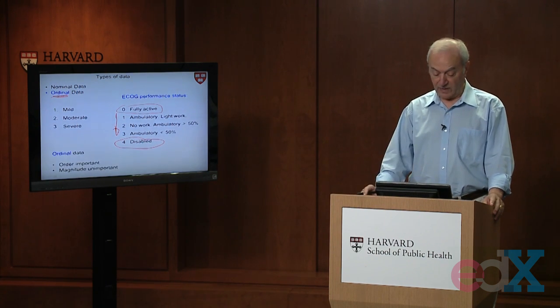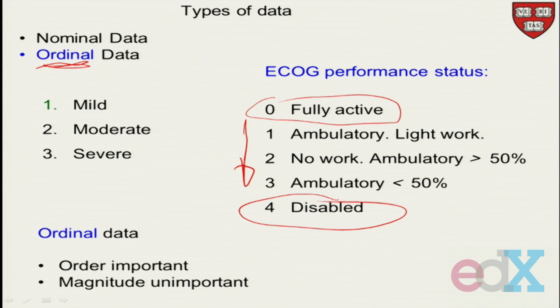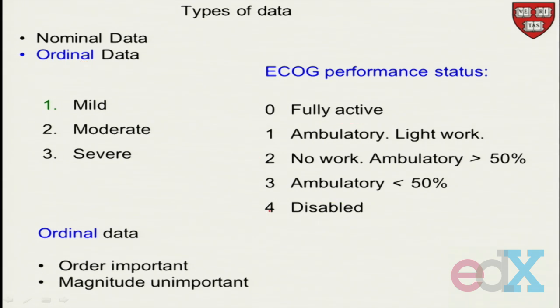So in summary, with ordinal data, the order is important, but the magnitude is unimportant. We're not saying here that the distance from 1 to 2 is the same as the distance from 3 to 4. The magnitude is not important. Let me clean that up for you. So saying the magnitude from 0 to 1, we take one step, but from 2 to 3, we take one step also. The magnitude is not important. It's just that the order is important.